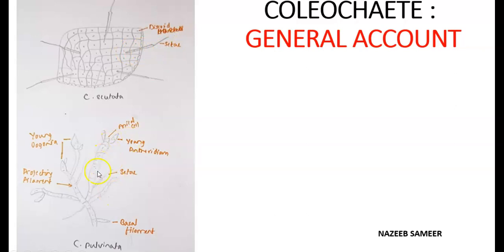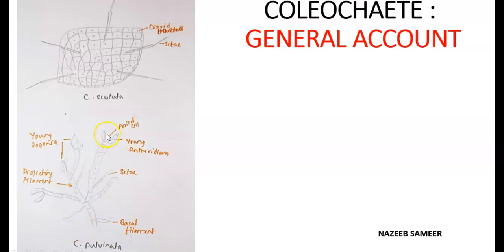Then the second category of thallus structure displayed by Coleochaete is the heterotrichous habit. You can see an erect branch and there will be a prostrate branch as well. There are two kinds of filaments. That's why it is called heterotrichous. Hetero means different, differentiated into trichous or filaments. So different kinds of filaments are there. What are the different kinds of filaments? One is the projecting filament, from which erect branches arise. And there is the basal filament, from which prostrate branches arise. So this is displayed by Coleochaete pulvinata.